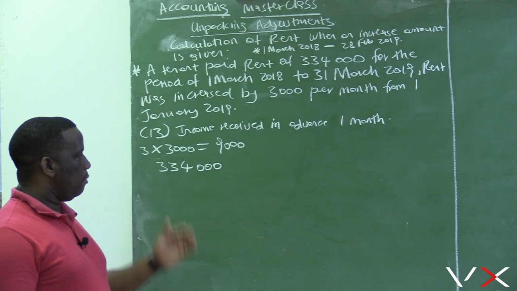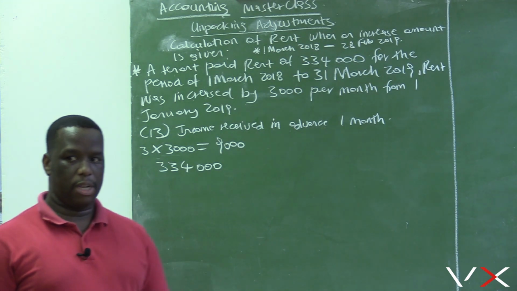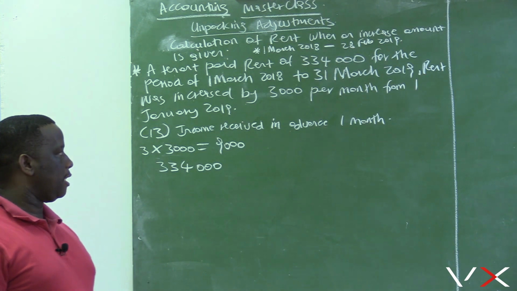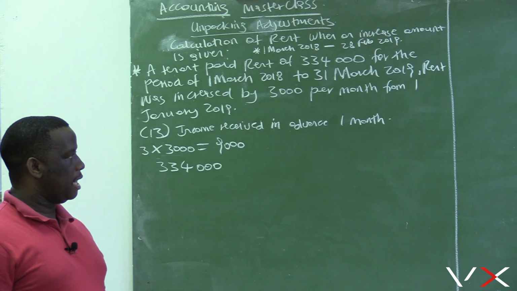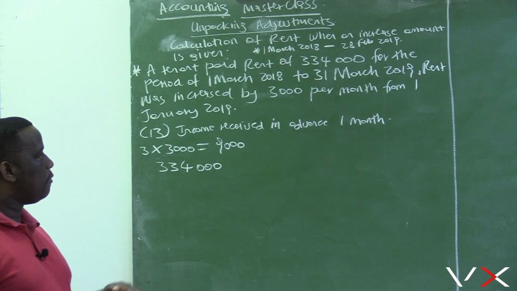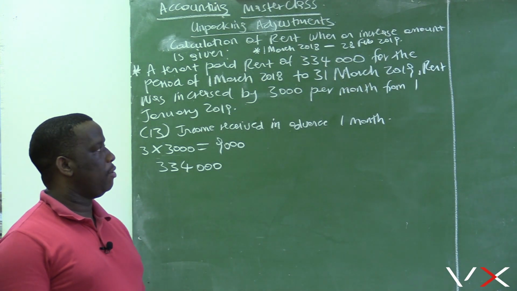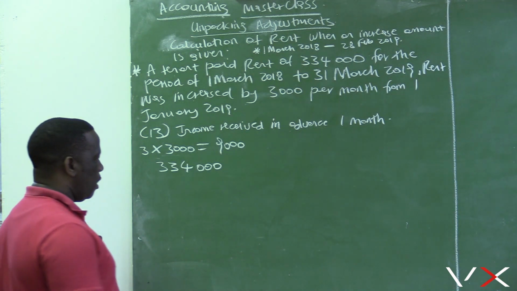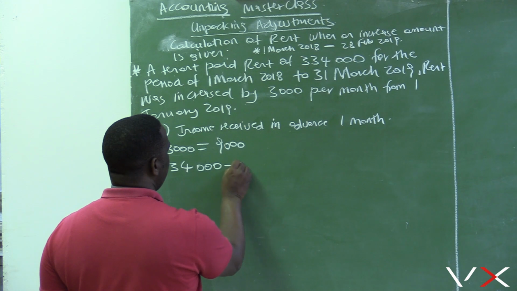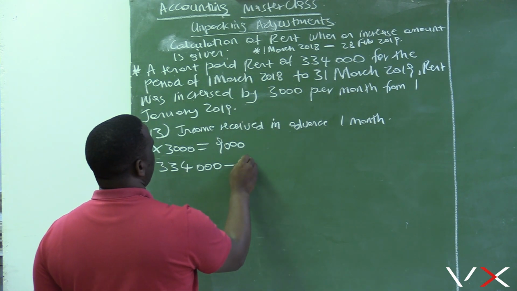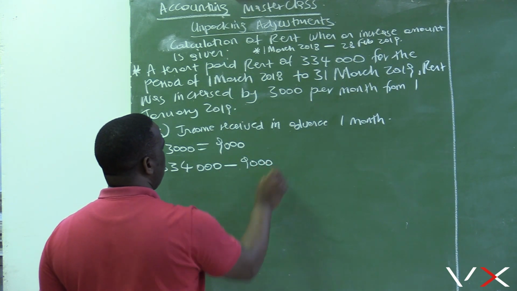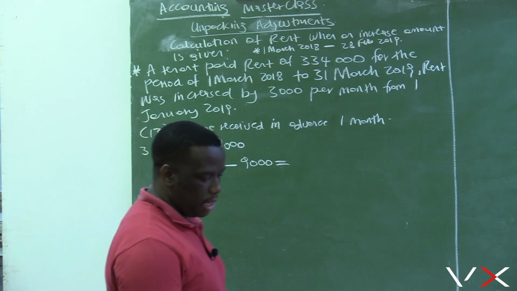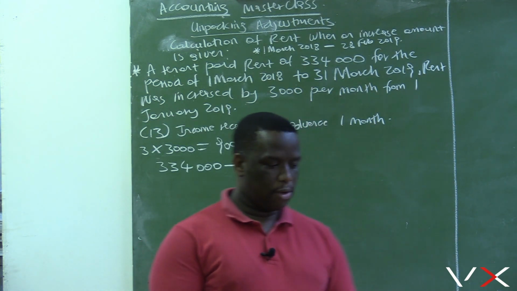Now we cannot divide this 334,000 by 13 because there is an increase which was effected during the year, which tells us that the rent is not the same from the beginning until the end. Therefore, what we need to do is take out the increase so that we can calculate a rent before increase. So we need to take out the increase from the 334,000.